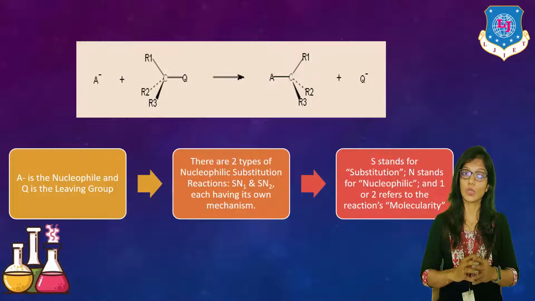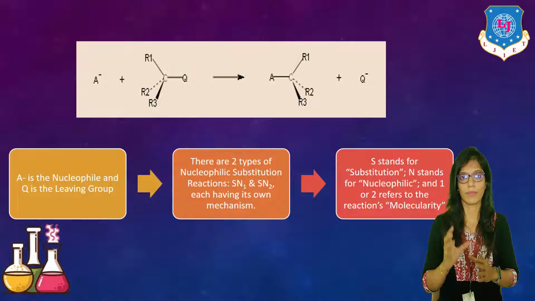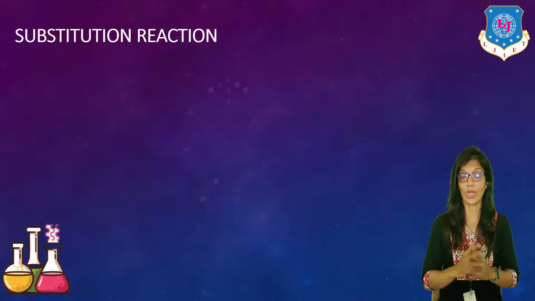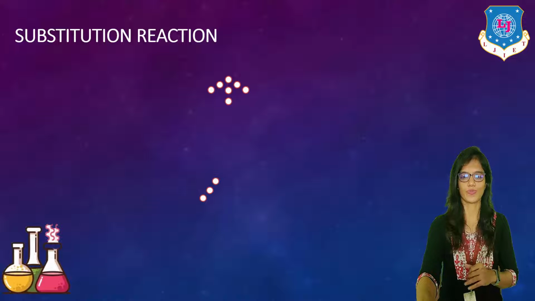There are basically two types of nucleophilic substitution reactions: number 1, SN1, and number 2, SN2, each having its own mechanism. Here S stands for substitution, N stands for nucleophilic, and 1 or 2 refers to the reaction's molecularity. So SN1's molecularity is 1, while SN2's molecularity is 2.